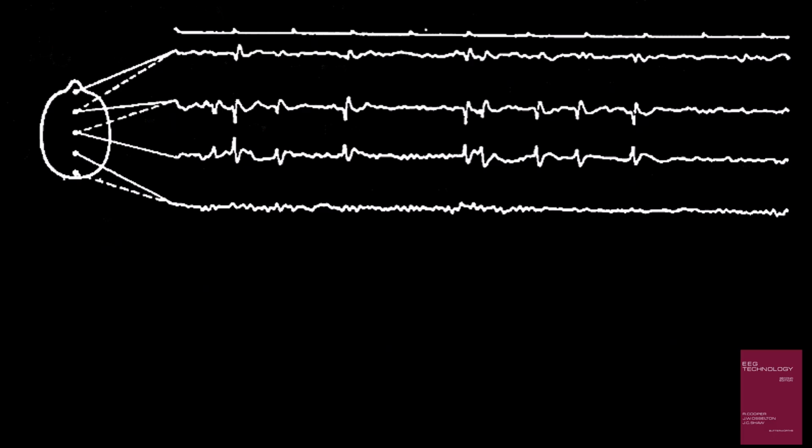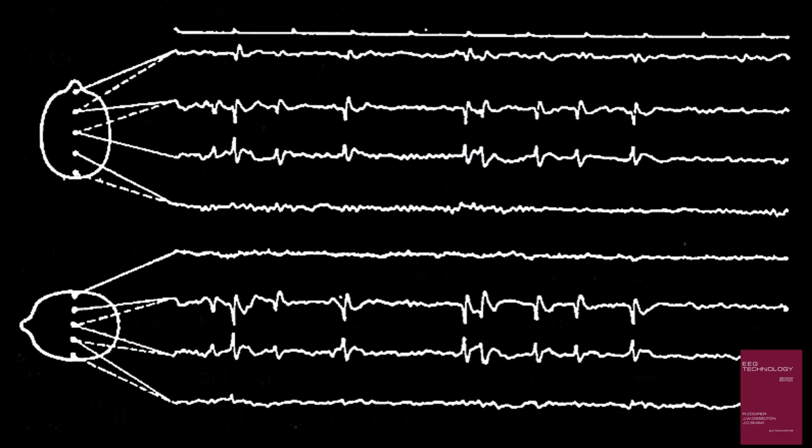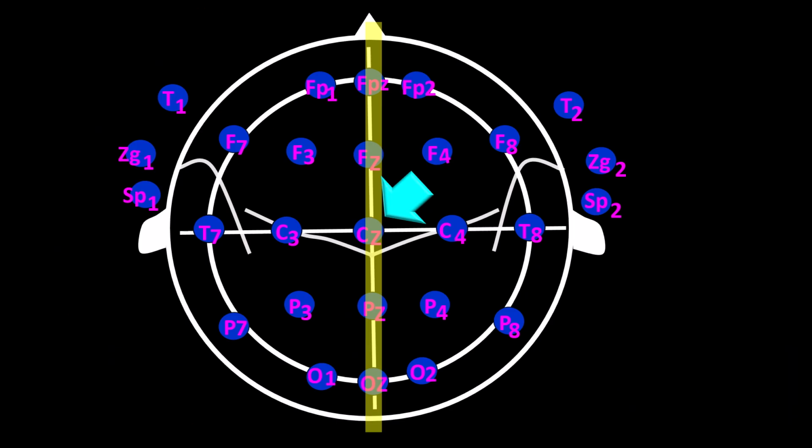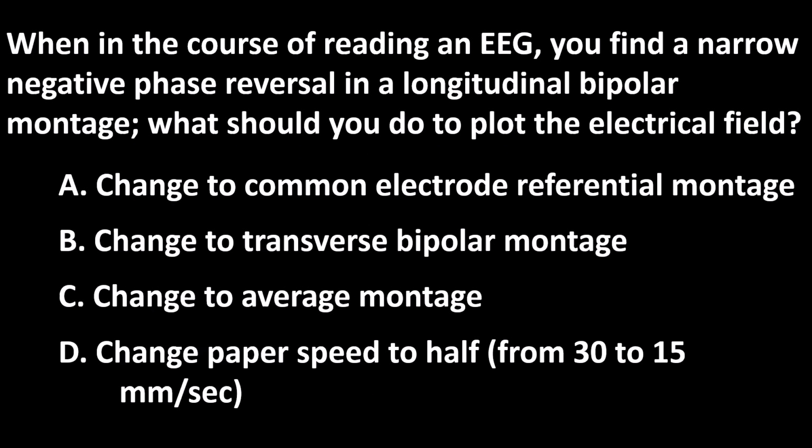When in the course of reviewing an EEG you find a narrow phase reversal, the best way to localize the maximum of the field is to create a montage using the electrode at right angle to the electrode hosting the phase reversal. So once a narrow phase reversal is encountered in the sagittal plane, you should build a transverse montage at the right angle from the electrode that the phase reversal takes place. So the answer to this question is B.